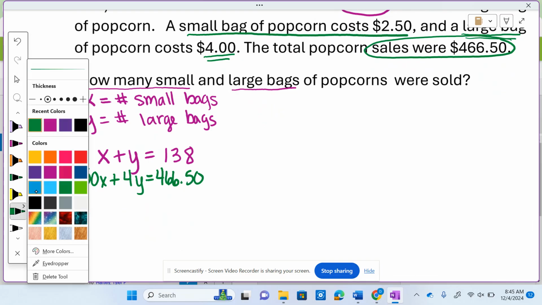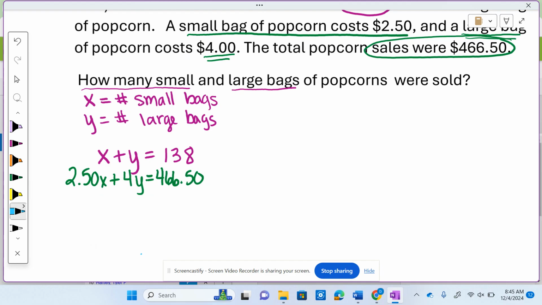Now we need to make a decision. Do you think it's going to be easier to get rid of the x's or the y's? The y's. And I agree. Why do you think it's going to be easier to get rid of the y variable instead of the x variable? It doesn't have a decimal in it. Yeah, absolutely. So what can we multiply our top equation by that will allow us to eliminate the y's?